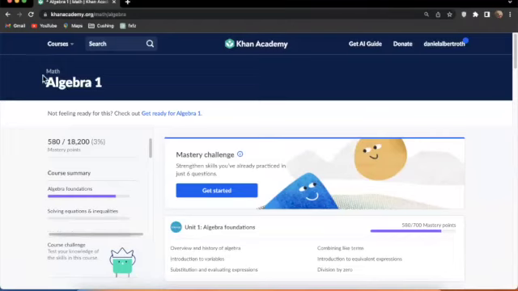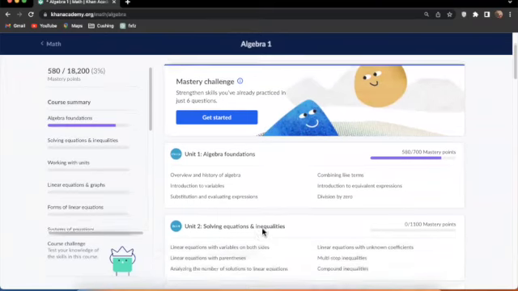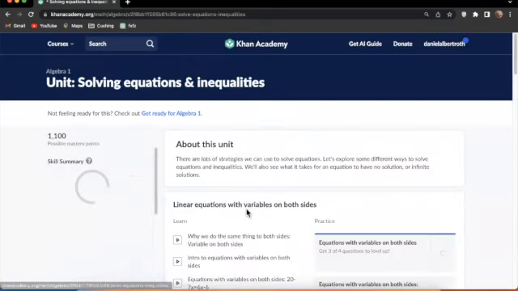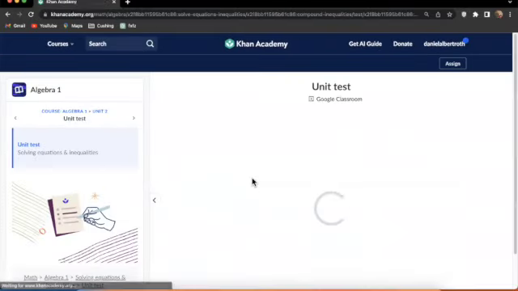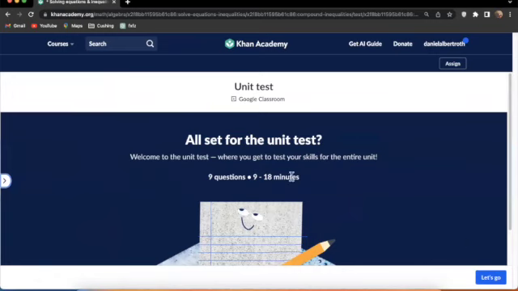Hey everyone. So we are in the Khan Academy Algebra 1 class. We're going to look today at Unit 2, and we're going to do the unit test. So hopefully this helps you out. Let's start the unit test. 9 questions.